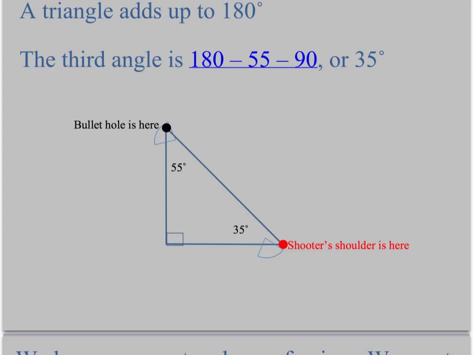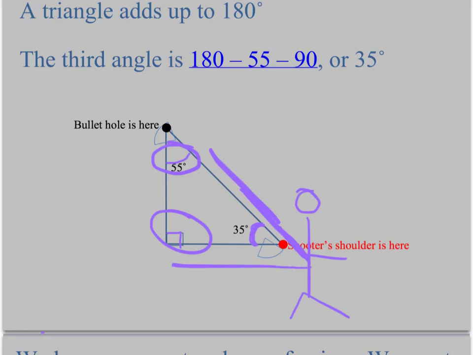We also know that a triangle adds up to 180 degrees. So if we have this as a 55-degree angle, and we know that this is a 90-degree angle, then 180 minus this 55 minus this 90 is going to leave us with this third angle, which is 35 degrees. And that's the angle between the shooter's shoulder and the floor. So here's the shooter's shoulder angle and the floor. That angle is 35 degrees.